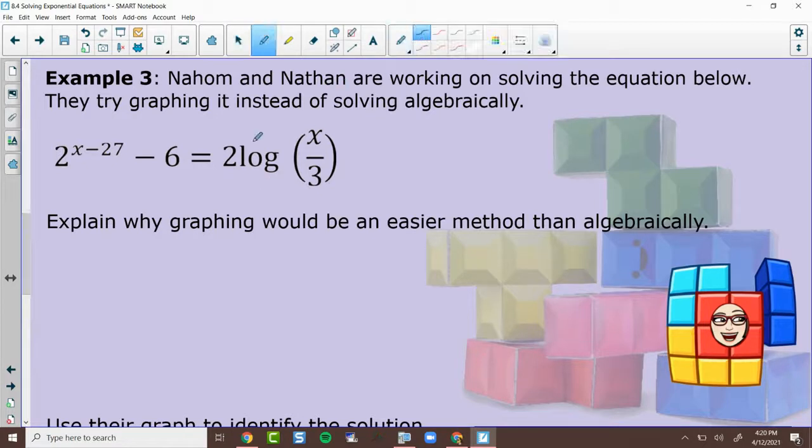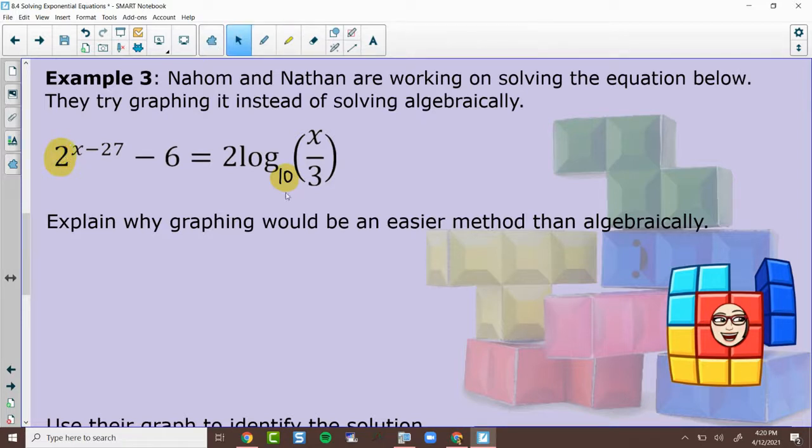I do see a regular log. It looks like the base is missing, so I'm going to go ahead and add 10 because that's our common log. So I've got a base of 10. Well, that one has a base of 10. This one has a base of 2.